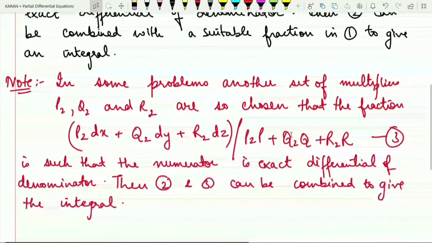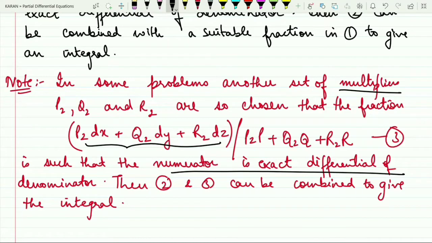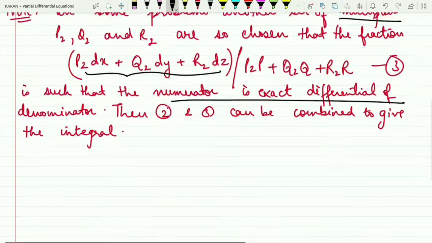Another note: in some problems we may require another set of multipliers. If we consider another set of multipliers P2, Q2 and R2 chosen so that in this fraction also the numerator is the exact differential of the denominator, then you can combine 2 and 3 and finally give the required integral. Now let me consider a few examples so that we can understand this concept more clearly.